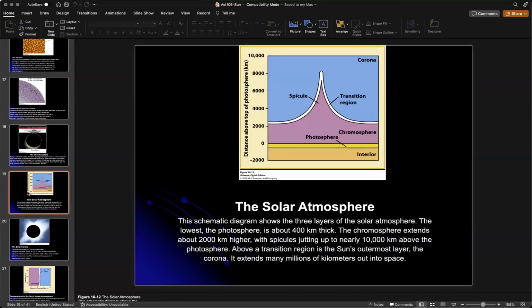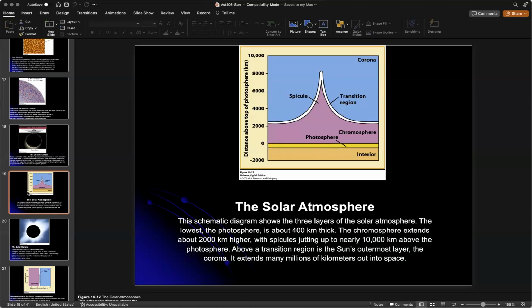Here is a schematic diagram. Comparatively, even though the photosphere is the one that is most conspicuous and visible, it is the thinnest. It is only 400 kilometers in thickness, whereas comparatively the chromosphere average thickness is 2,000 kilometers, and it has these jets that rise up, which are called spicules, and they can go as high as 10,000 kilometers. Note for comparison that the diameter of the Earth is 12,000 kilometers.